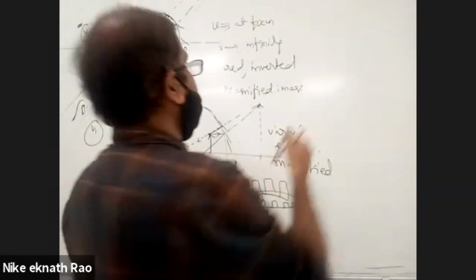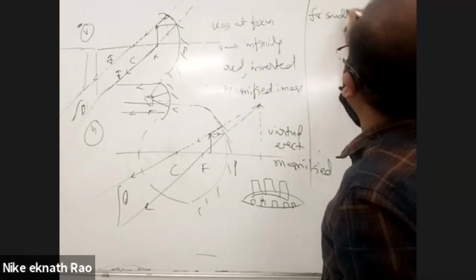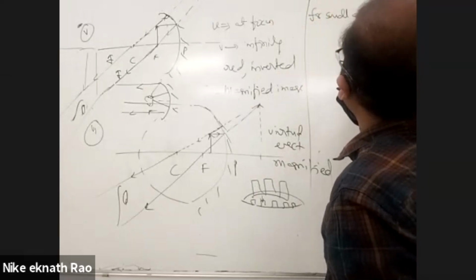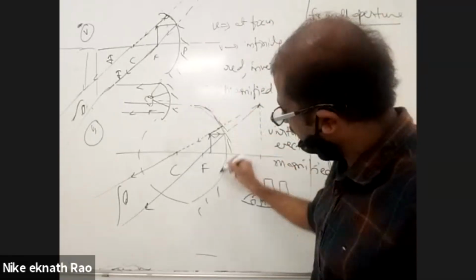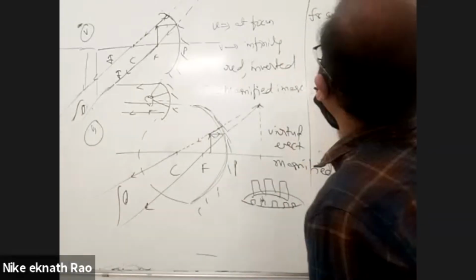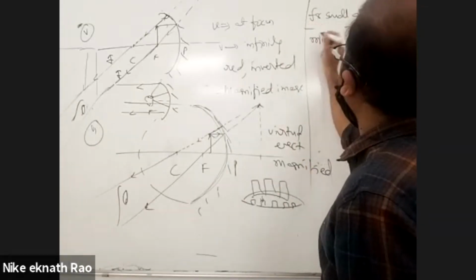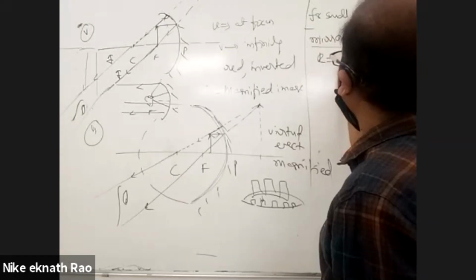For small aperture mirrors, what is the aperture? Aperture means this region where light falls. This region where light falls is called the aperture. For small aperture mirrors, we are going to show that R is equal to 2F.